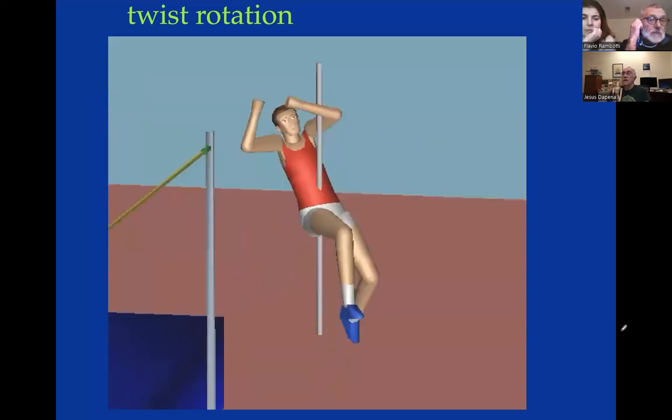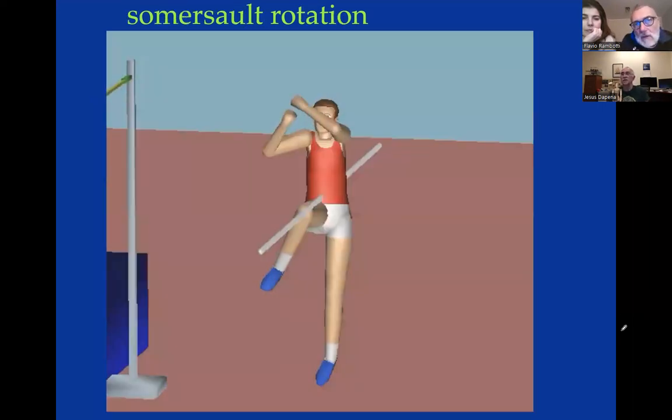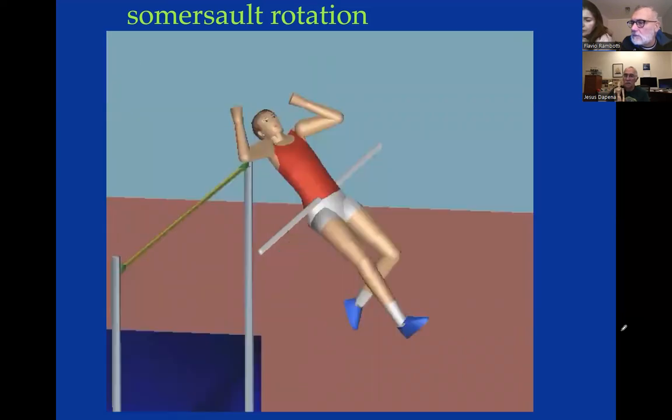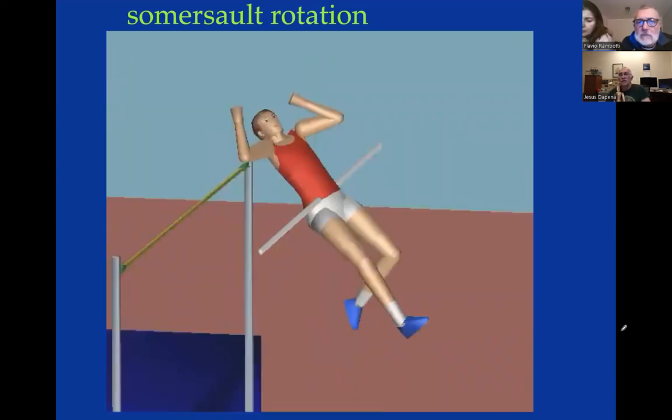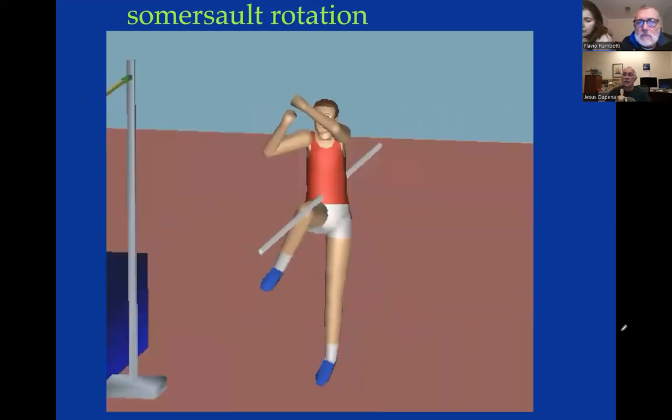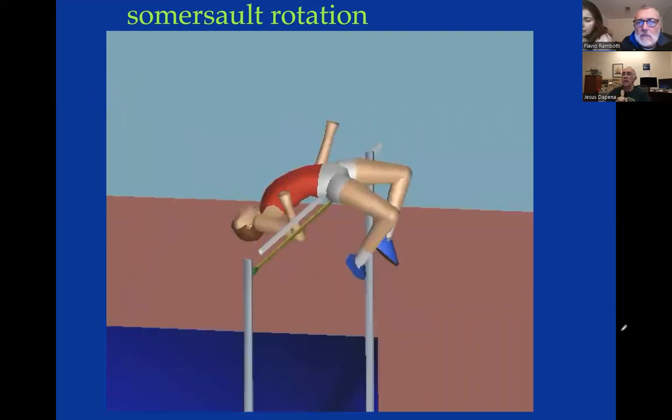Okay? But then you also, simultaneously, you have to make a somersault rotation. And the somersault rotation is a rotation about an axis that is more or less parallel to the bar. So this is a rotation that brings your shoulders down and brings your knees up.